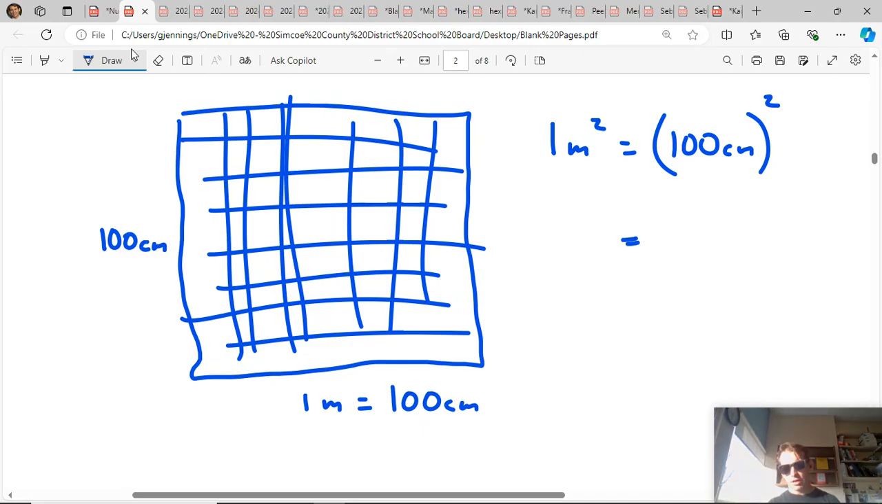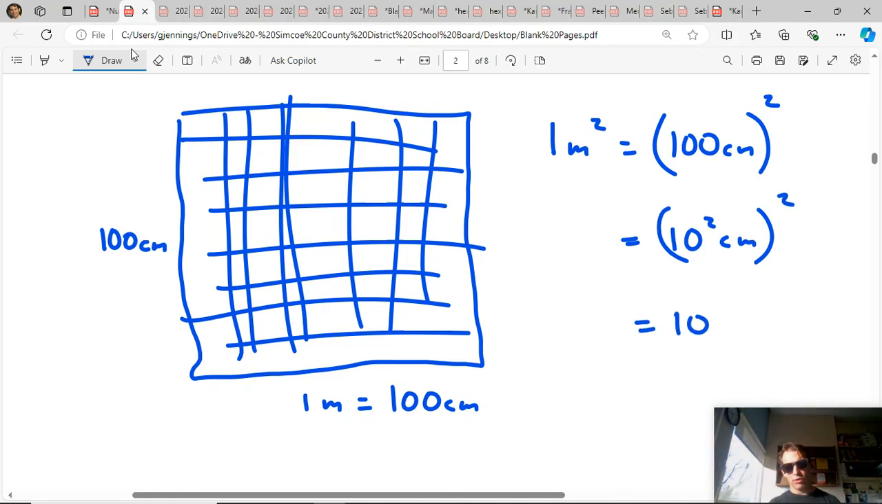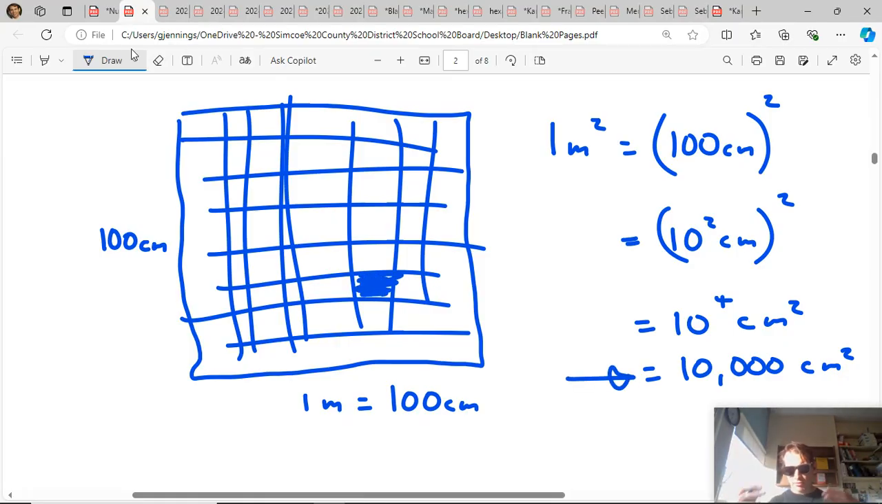But we can use powers of 10 here. That's 10 to the 2 centimeters squared. So that's going to be 10 to the 4 centimeters, which is actually 10,000 centimeters. Oh, centimeters squared, sorry, because each one of these is a square centimeter. Okay, so when we have units that are multiplying to do area or volume, we also have to square or even cube that conversion factor. That's a popular trick that they'll play on you on the SAT test.